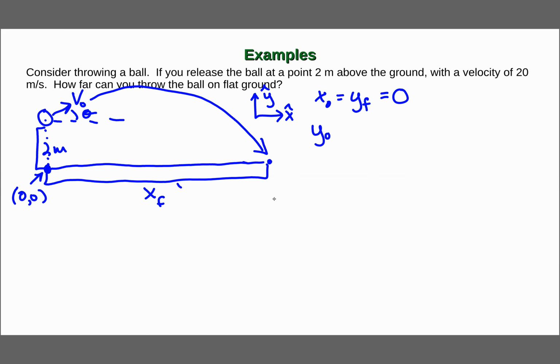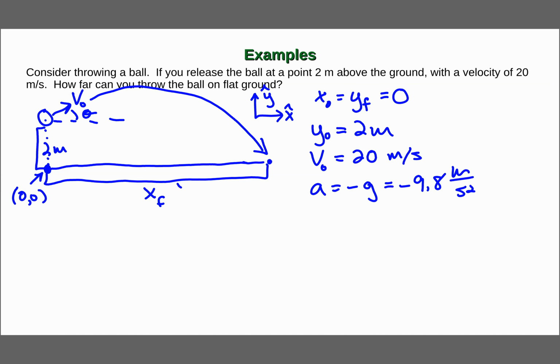So then y naught equals 2 meters. V naught equals 20 meters per second. A equals minus G equals minus 9.8 meters per second squared. And the question is, what is XF?